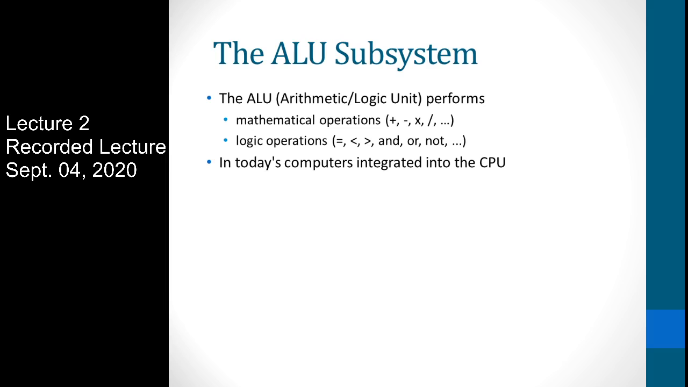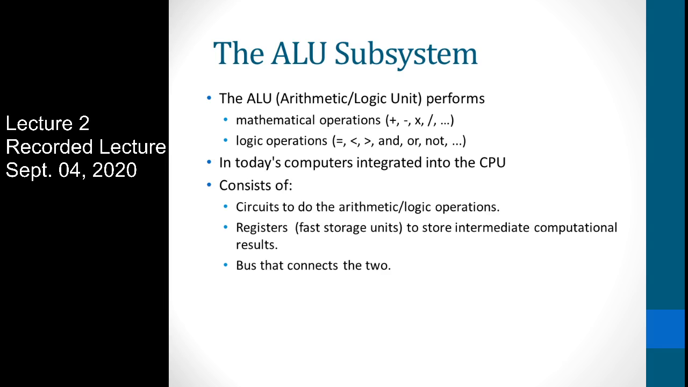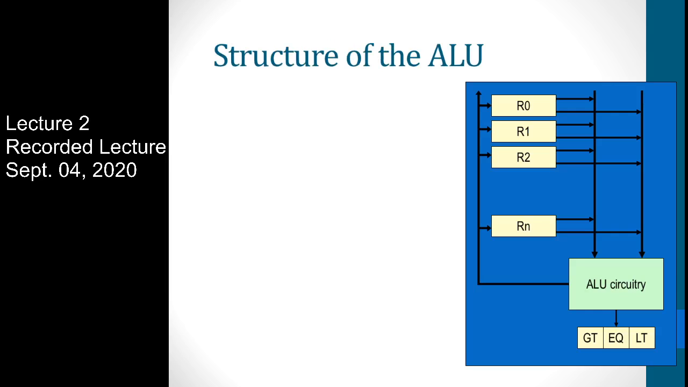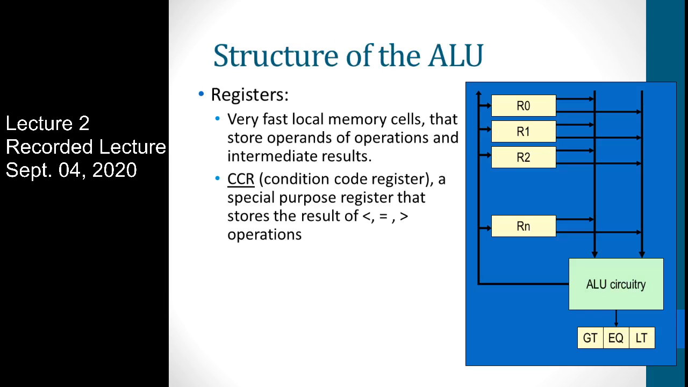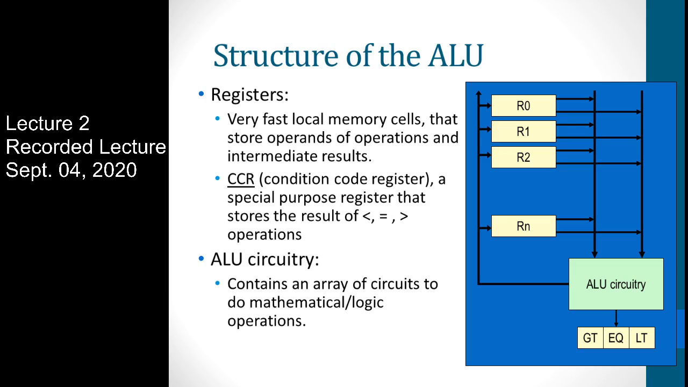Okay, in today's computer, the arithmetic and logic unit is already embedded within the CPU. So it consists of circuits to do arithmetic and logic operations, registers, fast storage units to store intermediate computational results, and a bus that connects the two. So ayan yun. So registers, very fast. So ito yung structure ng arithmetic and logic unit.